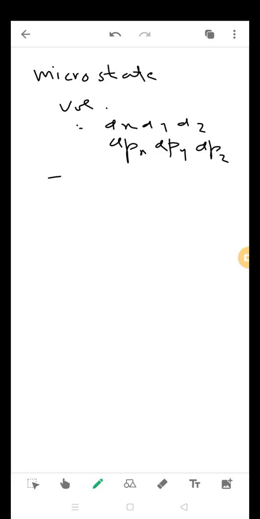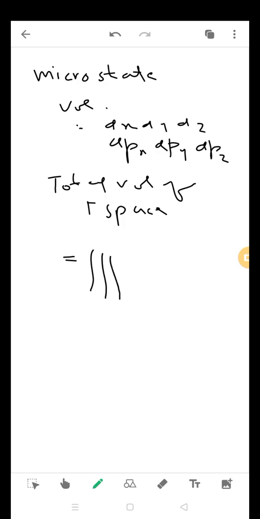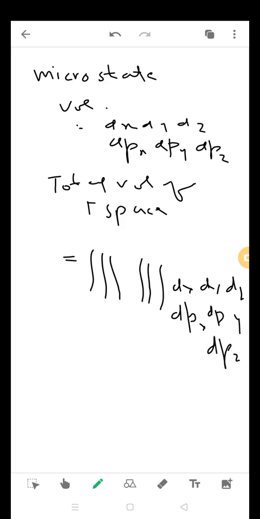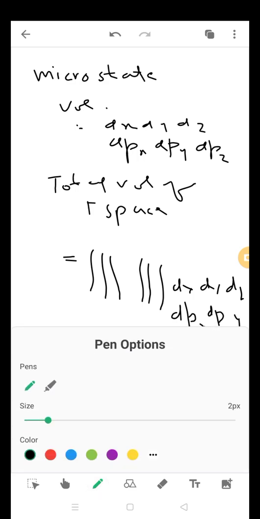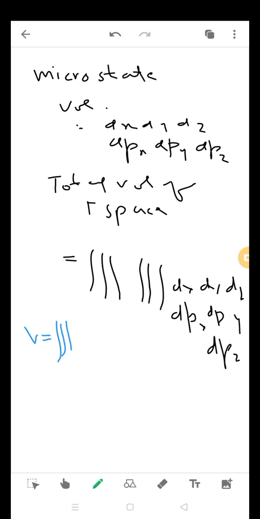So for the total volume of phase space, there will be 6 integrations, 3 for the position and 3 for the momentum, into dx, dy, dz, dpx, dpy, dpz, and this we consider V, as equal to the integral of dx, dy and dz.